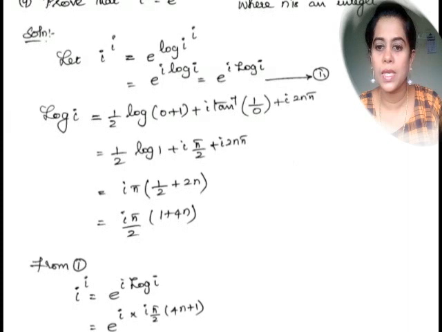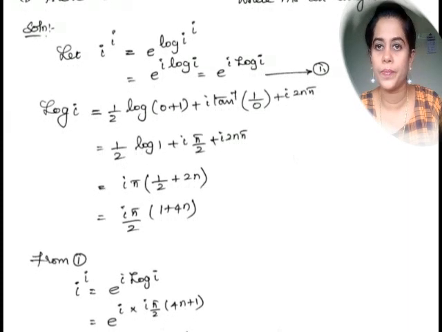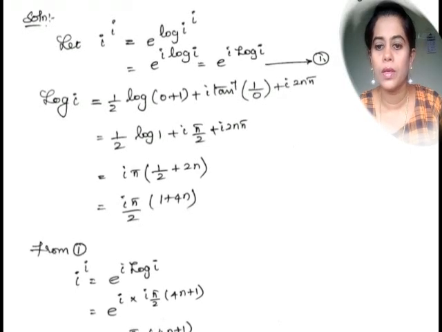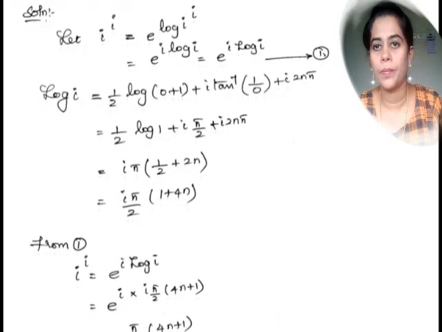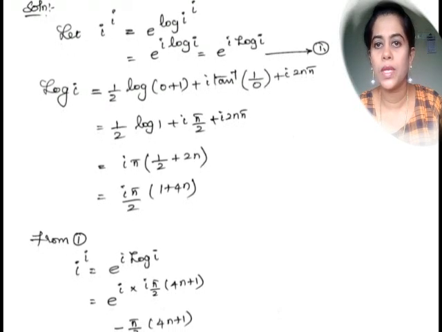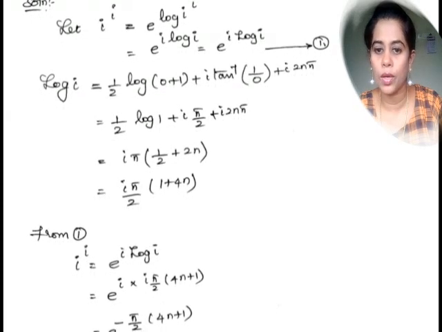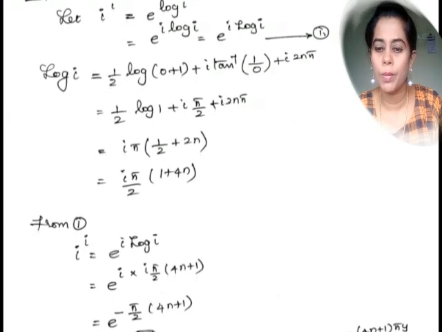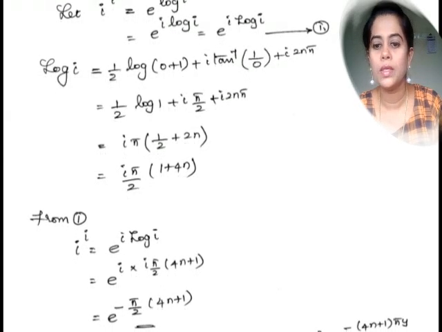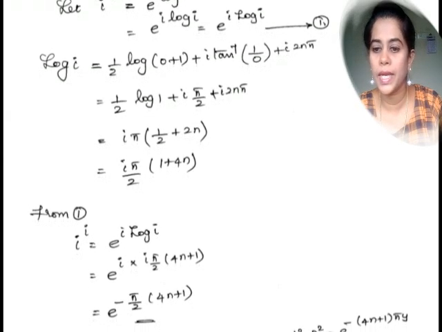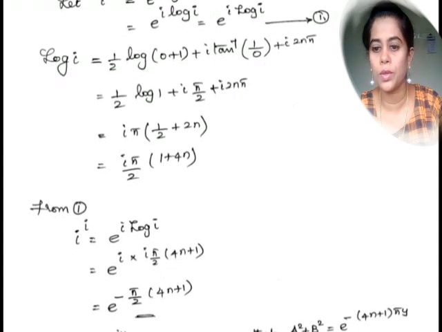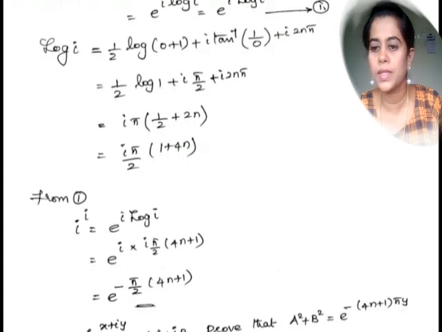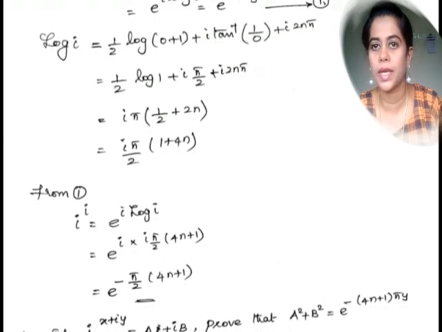So this implies e power of i log i. Let me write it in the general form, e power of i log i. From this, let me first find capital Log i. So Log i is equal to 1/2 log of (0² + 1²), because there is no real portion, plus i times tan inverse of 1 by 0. 1 by 0 is infinity, and tan inverse of infinity is π/2, plus i 2nπ, because this is the general case.